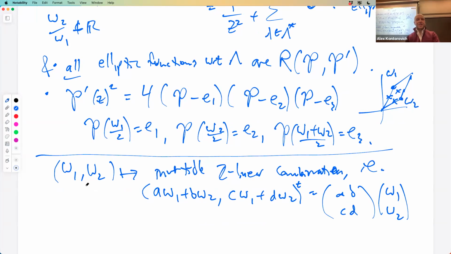If that's the case, then the lattice lambda, which can be generated by omega 1 and omega 2, can just as well be generated by, let's call this matrix gamma. So this is also the lattice generated by gamma applied to omega 1, omega 2.